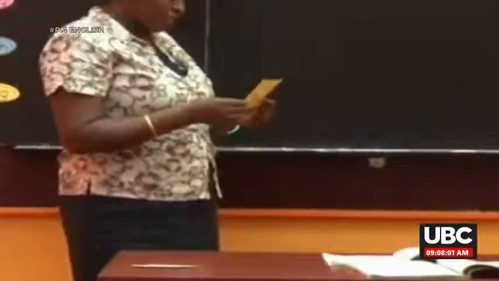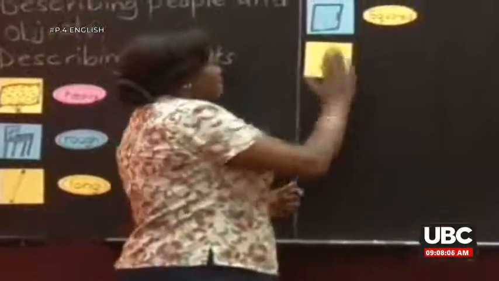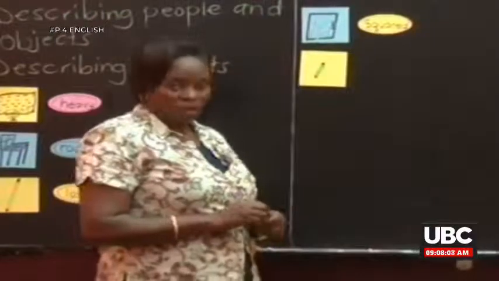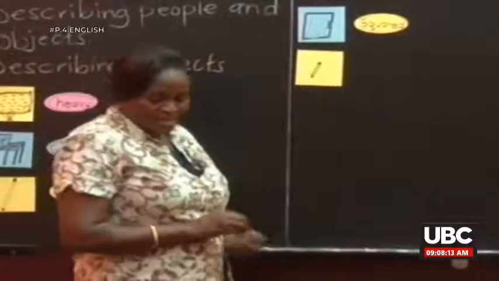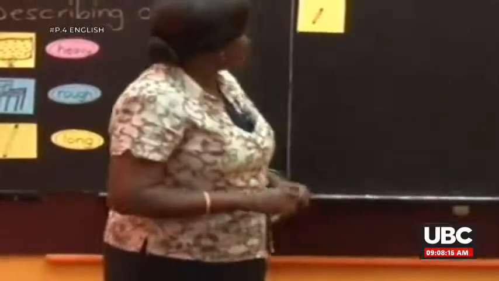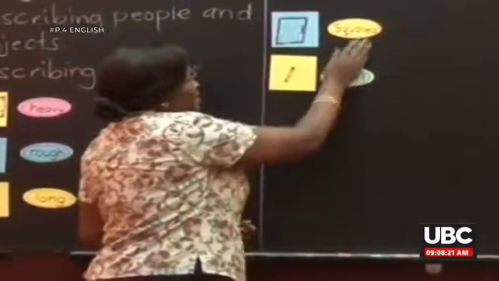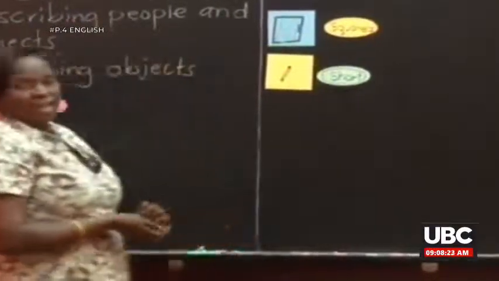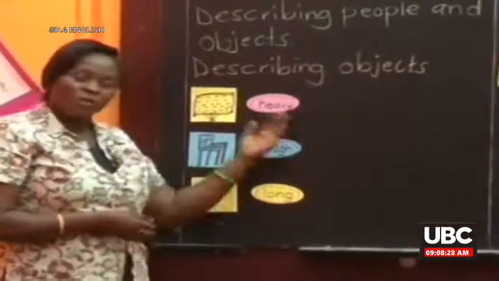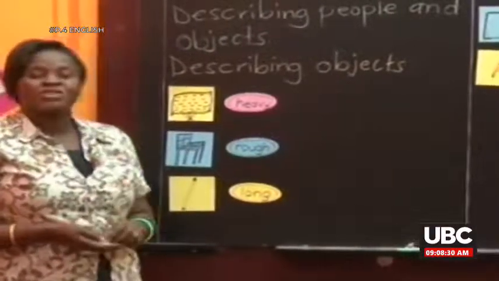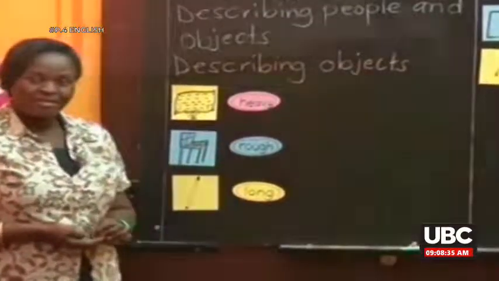I also have something here. You can call it a stick, or you can call it a piece of chalk. But we are looking at the size of that stick. We are going to call it a short stick. A short stick. We are getting the adjectives. So before we read through our adjective words, let's go for a short break. We shall come back and read through our adjective words.